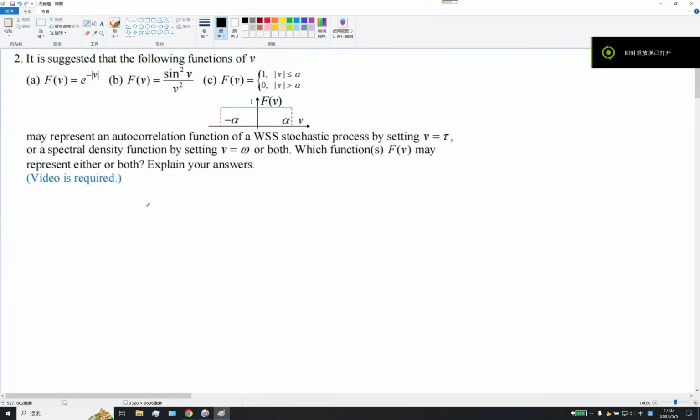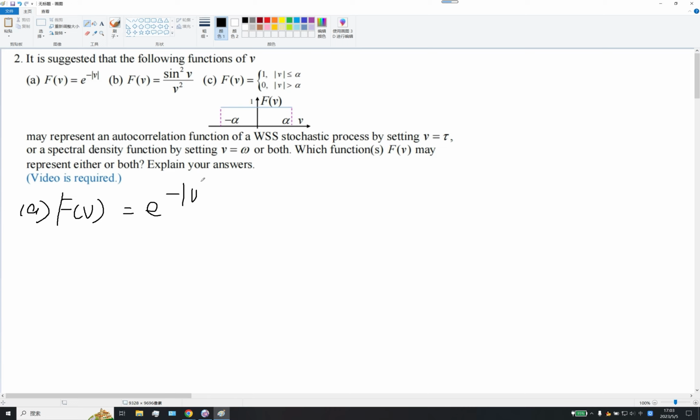Hello, this is question 2 of homework 11, and what we should do is find whether the function can be represented as an autocorrelation function of a process by setting v equals tau, or a spectral density function by setting v equals omega, or both. So first one, we have F(v) equals e to the minus alpha absolute value of v.